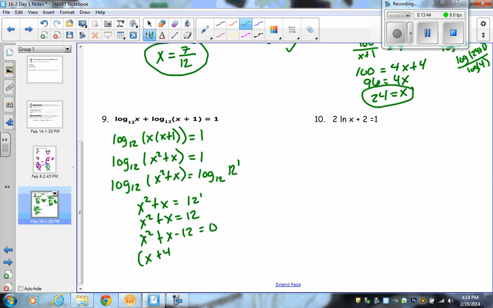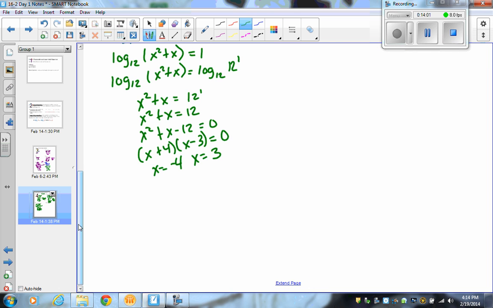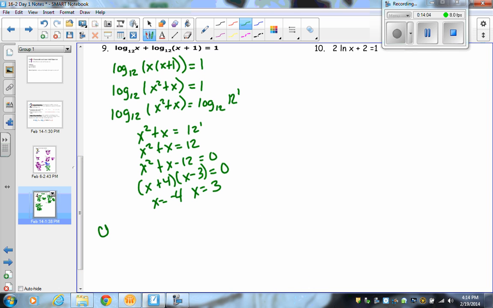That would be x plus 4 times x minus 3. So this tells me that x equals -4. This tells me that x equals 3. Now, when I go back and check it, as soon as I go to write this out, I have the log of -4 divided by the log of 12. That's the first thing I'm going to have to type in to evaluate this first part right here. Well, I can't take the log of a negative number, so -4 is not going to work.